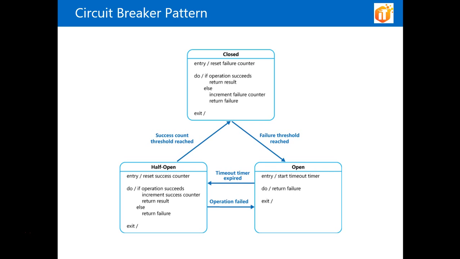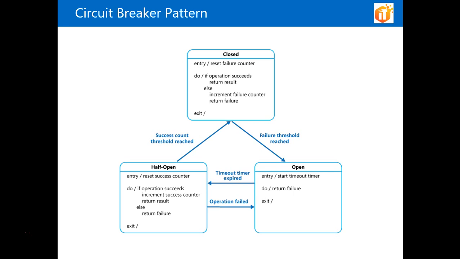When we talk about closed, the request from the application is routed to the operation. The proxy maintains a count of the number of recent failures, and if the call to the operation is unsuccessful, the proxy increments this count.